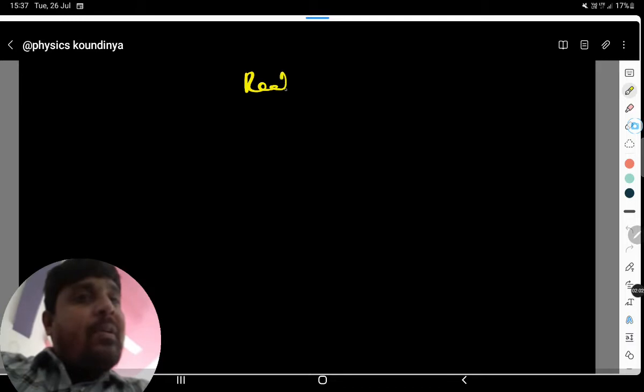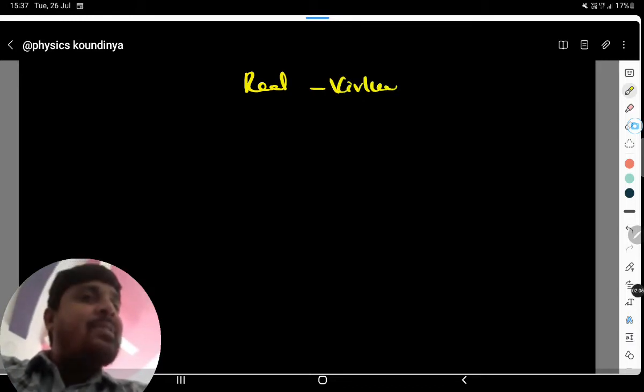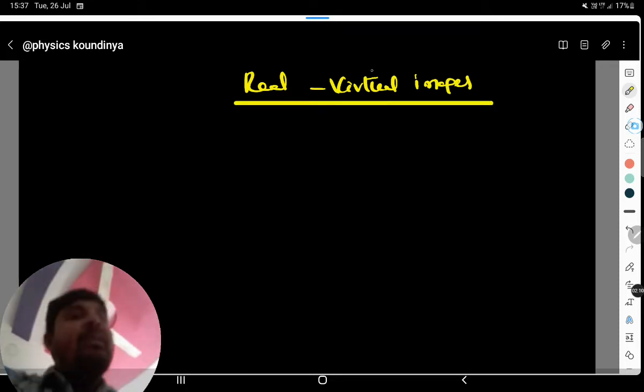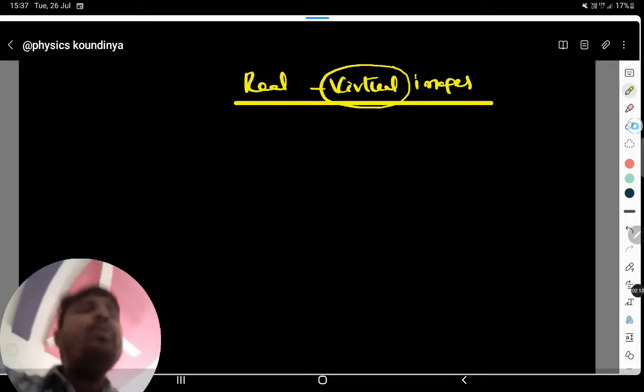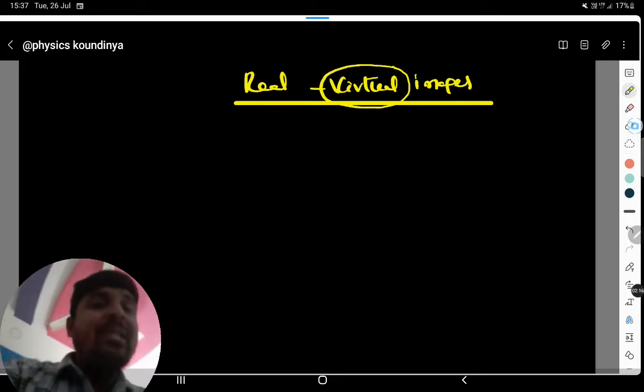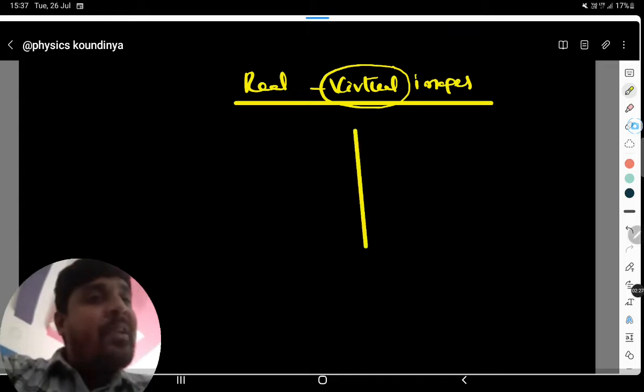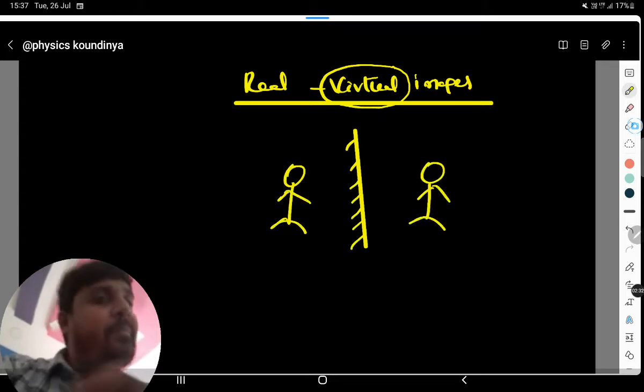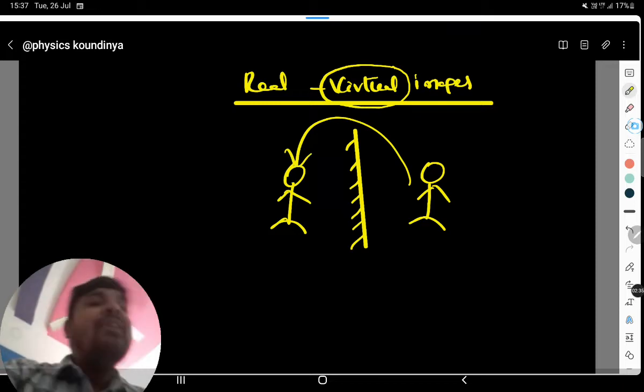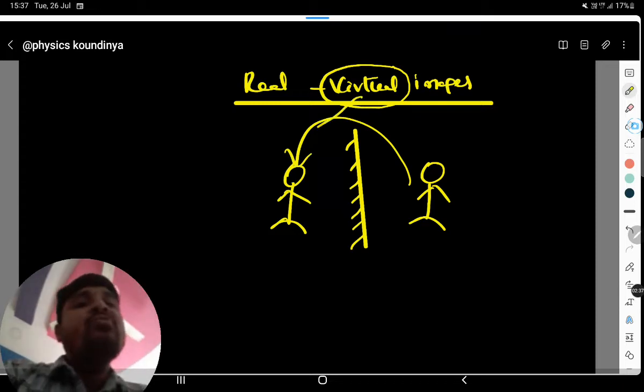See, the main thing about real and virtual images. Many students are going to get confused here. What is the meaning of virtual image? If you stand in front of a mirror in our home, where are you going to find your image? The image appears to be coming from behind the mirror. This is the mirror and a person is standing here. He is going to find himself here, on the back side of the mirror. Am I right or wrong? Such images are what we call virtual images.